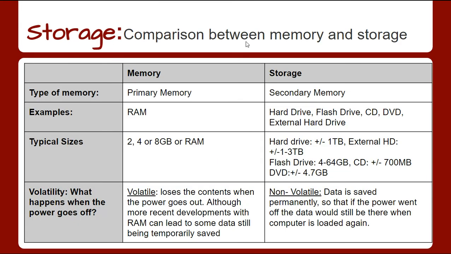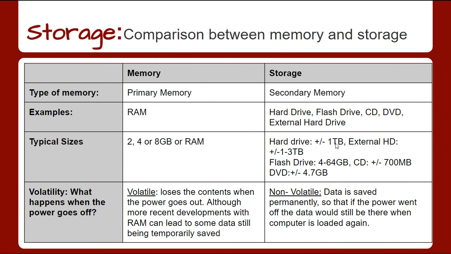Storage, comparison between memory and storage. Memory, a primary memory is RAM, random access memory. Secondary memory or storage, any storage device. Typical sizes for RAM, 2 gigs, 4 gigs, 8 gigs of RAM.